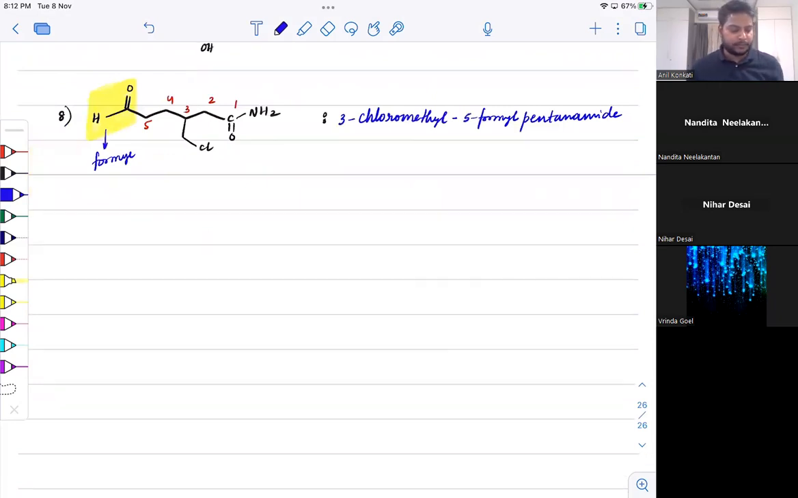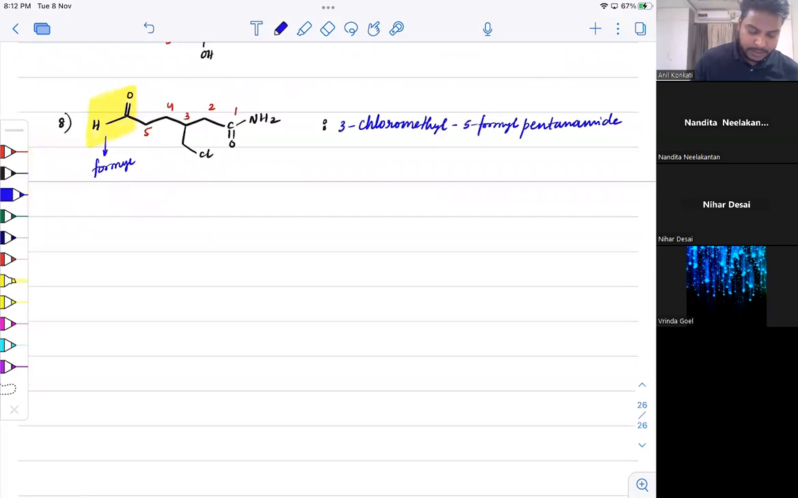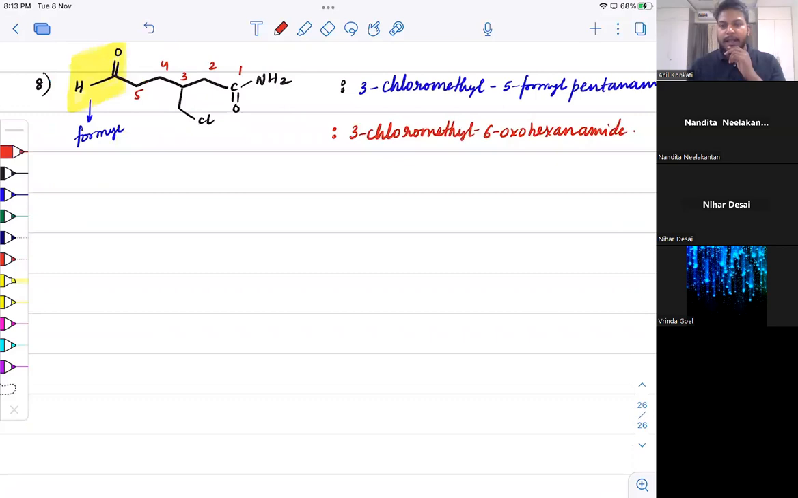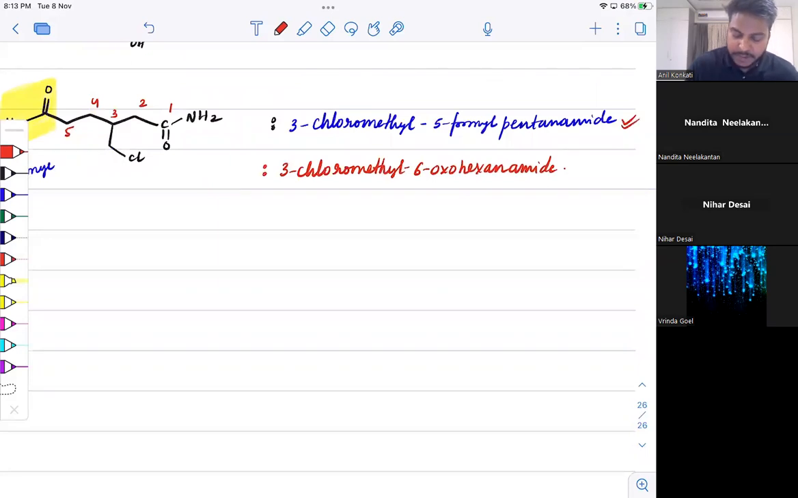Yeah, is that clear? Yes. What is the other name? Nandita, you have said that better. You can tell me now. You can read it as 6 and then write it as 6-oxo or keto. So this will be 3-chloromethyl-6-oxohexanamide. Hexanamide. Okay. I'll give it a double tick, which means more accepted. This is less accepted.